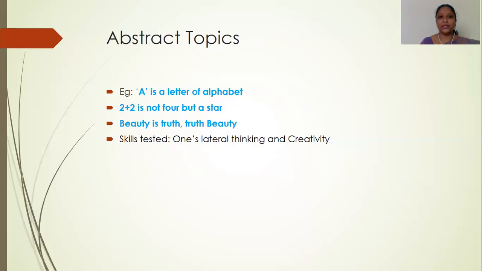Abstract in the sense you cannot really have lots of data or facts or figures, numbers related to the topic, but you will have to talk by giving your own experiences, giving some examples, random examples. You just have to create the content on your own. Example, A is a letter of the alphabet. If such a kind of topic is given, what would you say?